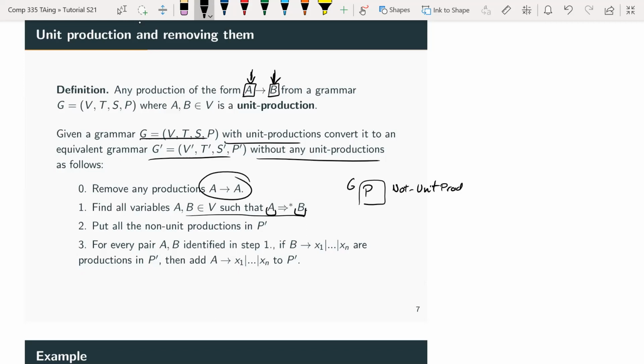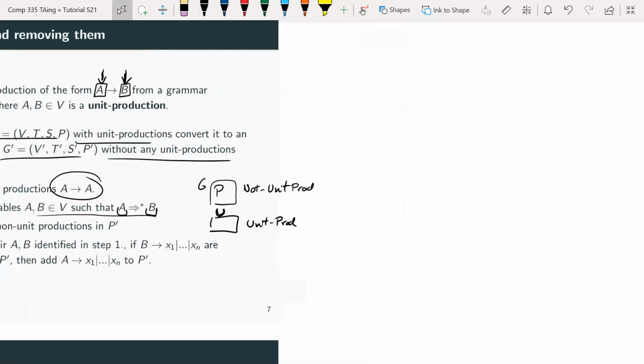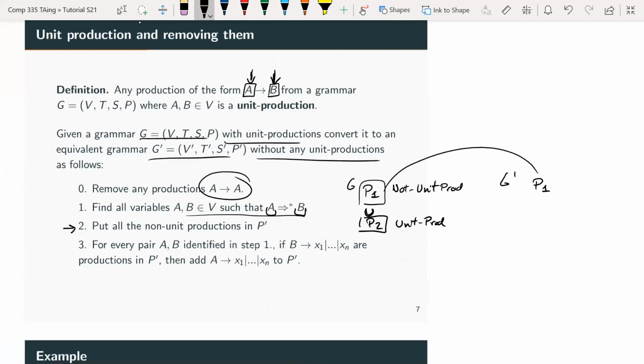So you have the production rules that are not unit productions. And so let's say union, you have the production rules that are unit productions. So then the idea is, let's call this P1 and P2. In G prime, you're going to simply copy paste P1 into G prime. Okay, so that's step 2 here.